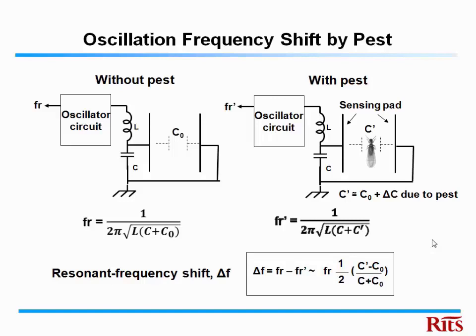When a pest comes close to the sensing pad area, the pest has a higher epsilon compared to the normal air or dry wood. So the capacitance must increase slightly. As a result, the oscillation frequency goes down accordingly. So the frequency delta is calculated by that formula.